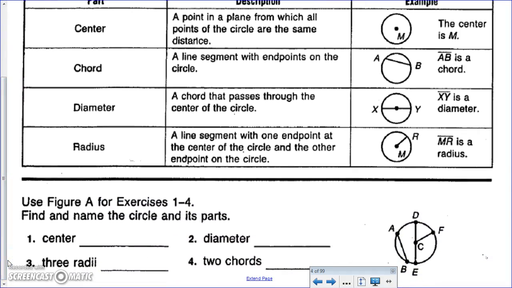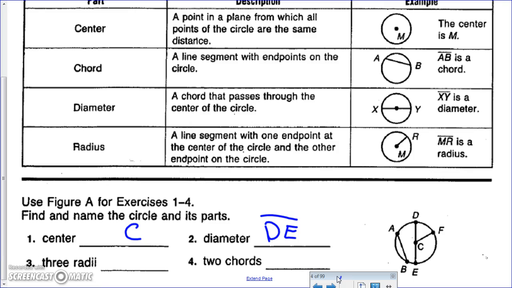Use figure A for exercises 1 to 4. Find and name the circle and its parts. The center is point C. The diameter is shown by the line segment DE. You can also write it ED if the order of the letters does not matter. However, it does need above it a straight line across there because it is a line segment.